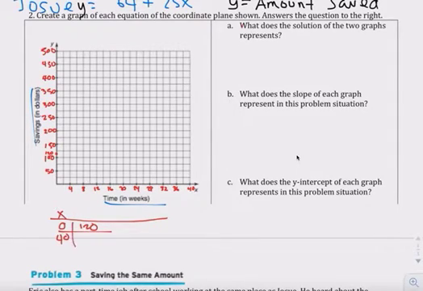Let's choose 20. 20 times 18 is 360, plus the 120 is 480. Yay, 20 works. 20, 480. 475, 480 right there. So the graph is from here to here. Okay?